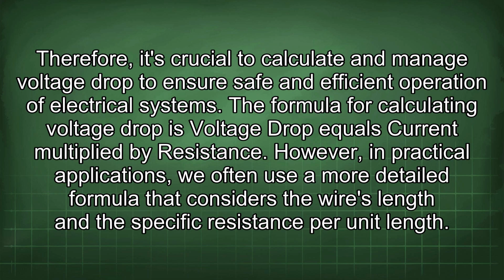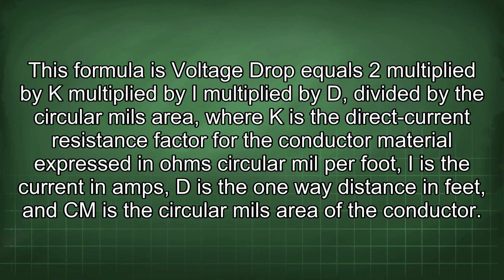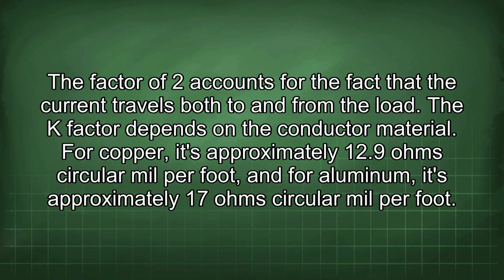The formula for calculating voltage drop is voltage drop equals current multiplied by resistance. However, in practical applications, we often use a more detailed formula that considers the wire's length and the specific resistance per unit length. This formula is voltage drop equals 2 multiplied by K multiplied by I multiplied by D divided by the circular mils area, where K is the direct current resistance factor for the conductor material expressed in ohms circular mil per foot, I is the current in amps, D is the one-way distance in feet, and CM is the circular mils area of the conductor. The factor of 2 accounts for the fact that the current travels both to and from the load.